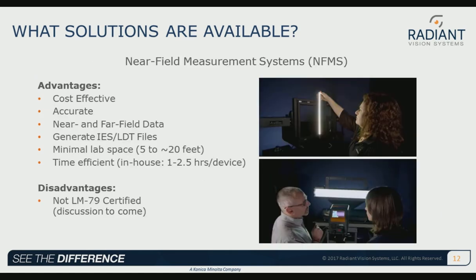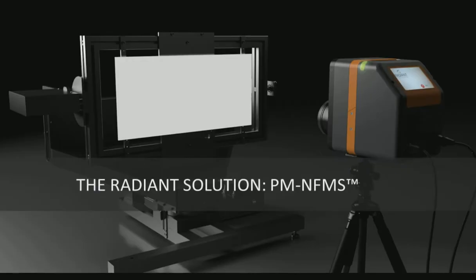An alternative solution is the Near-Field Measurement System, or the NFMS, from Radiant Vision Systems. The advantages to this system are that it's quite cost-effective, it's accurate, and you get two types of data. Instead of just getting the far-field data, you get near-field data as well, and you can still generate those IES files within a minimal lab space. It could be as small as just a couple meters up to maybe 20, 25 feet or so. There's no real size restriction on the upper end. The disadvantage is that it is not LM79 certified, and we're going to talk about that a little bit later in this webinar.